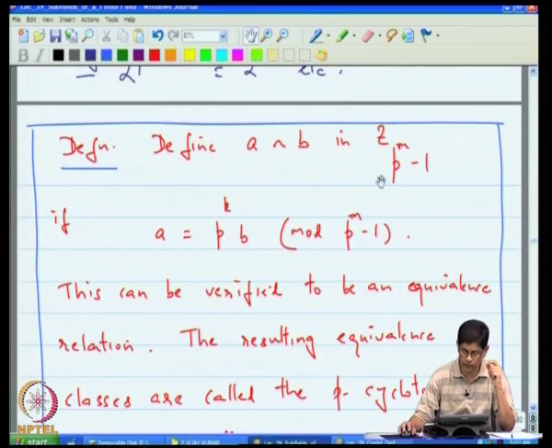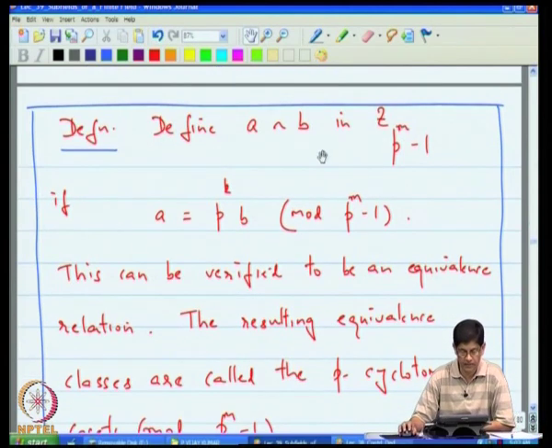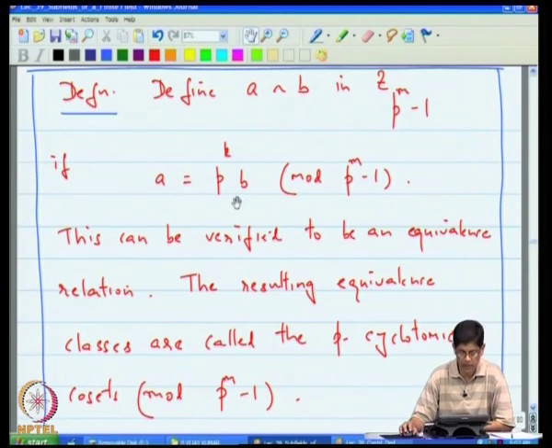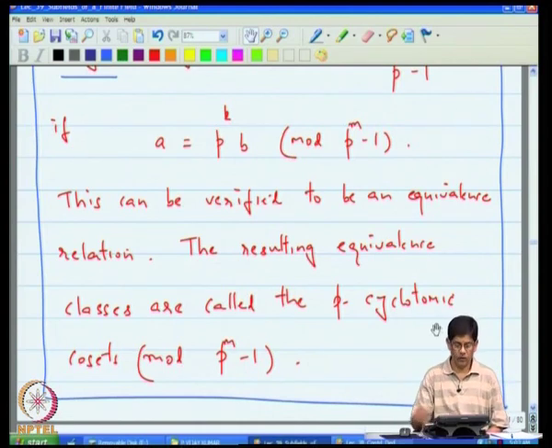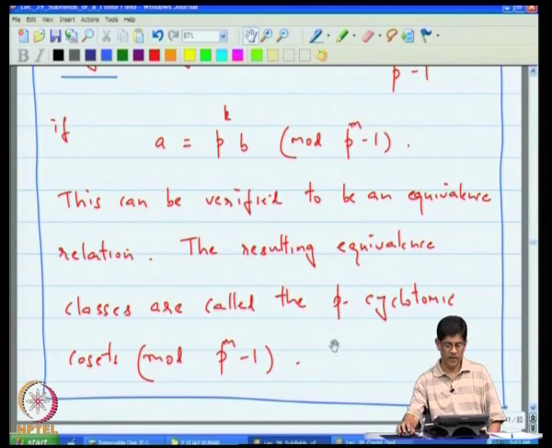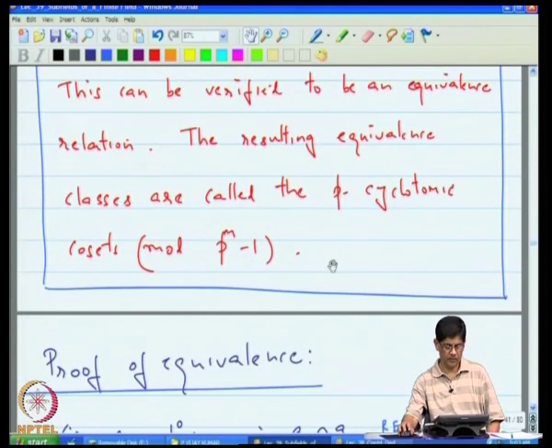So, with that as motivation, we now focus on the set of integers modulo p^m minus 1, and here we define two elements a and b to be equivalent if a is some power of p times b, with the arithmetic being modulo p^m minus 1. Now, you can verify this to be an equivalence relationship, and the resulting equivalence classes are called the p-cyclotomic cosets mod p^m minus 1. The reason it is called p-cyclotomic cosets is because the p appears here, and modulo p^m minus 1 I have already explained.